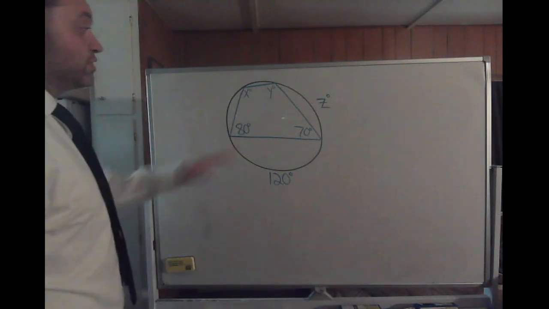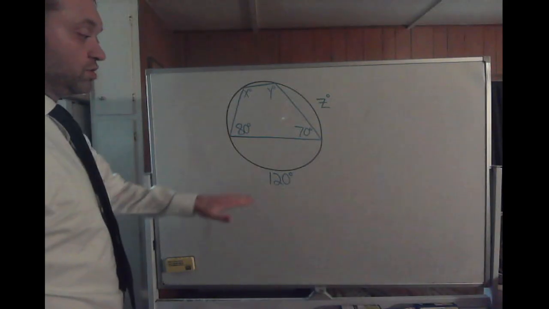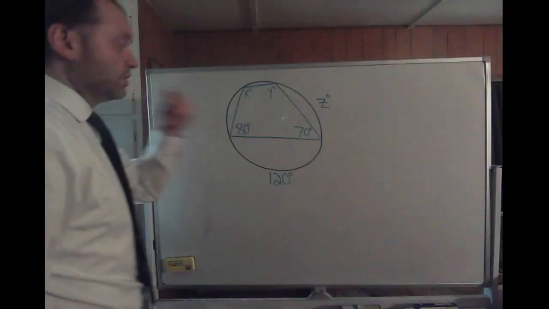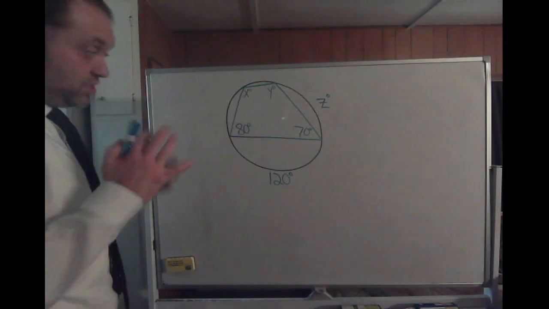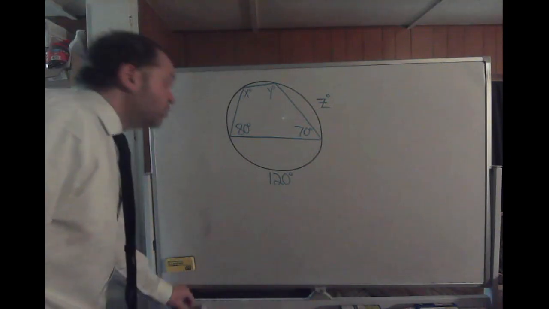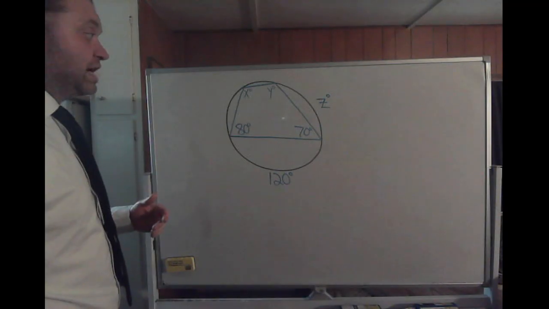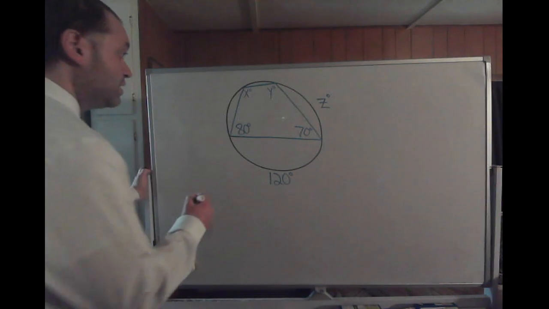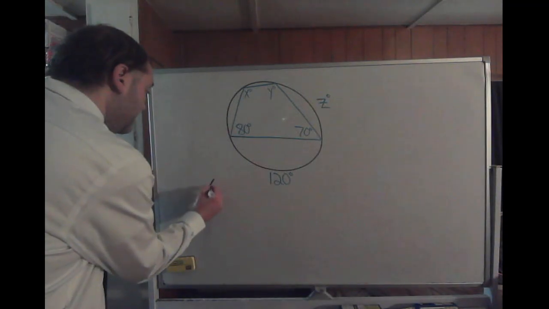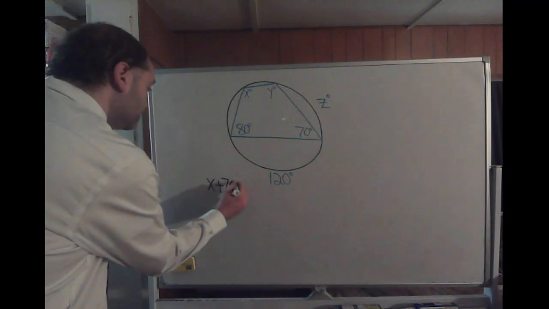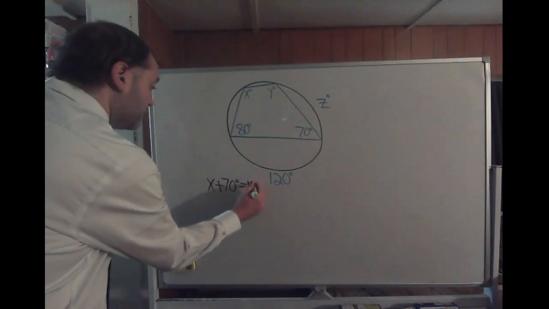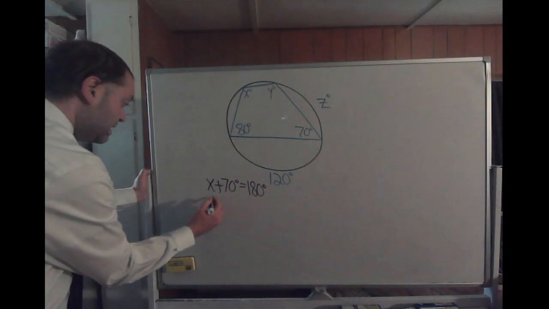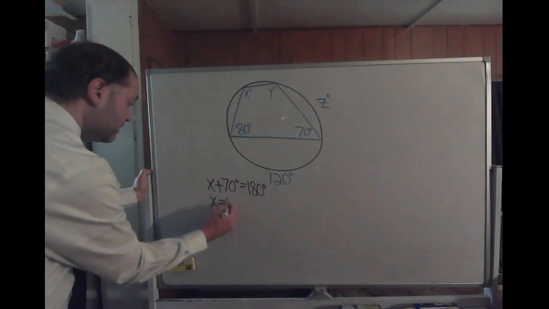Alright, so we have a quadrilateral inscribed in the circle with an arc measure at the bottom of 120. Then we got to solve for the arc with Z degrees. Well, let's start with X. What do we know about quadrilaterals inscribed in a circle? That opposite angles are supplementary. So if we take X plus 70 degrees, we'll set that equal to 180 degrees, which would give us what? The fact that X would equal 110 degrees.